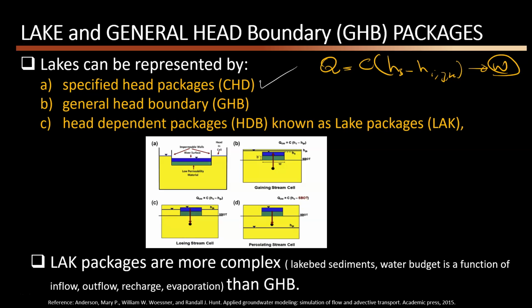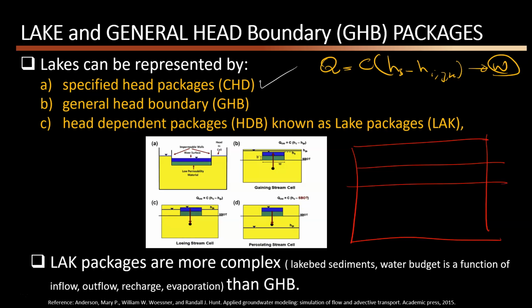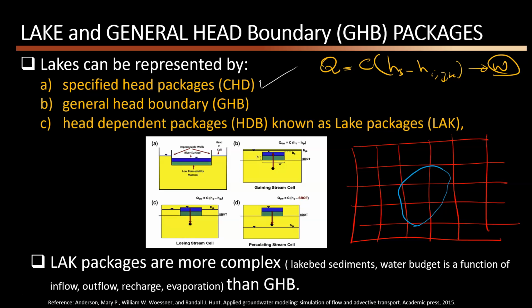So the difference is this. If this is my lake, and if this is my river, for example, let me connect it to this. If this is my river, I need to find W, which comes from the lake in these cells here, and I need to consider the river impacts in these cells here.